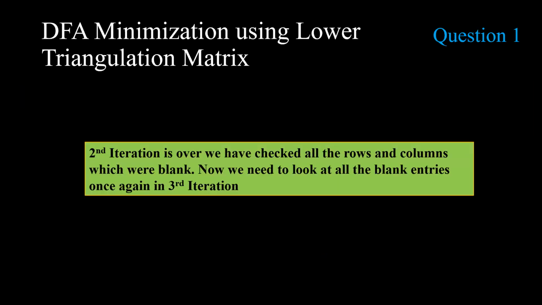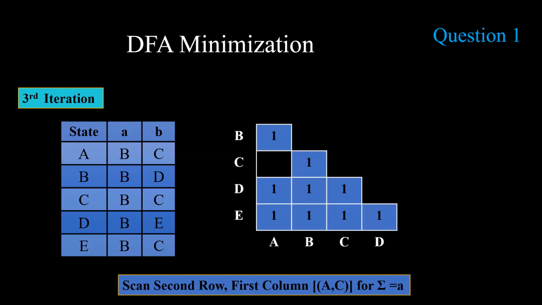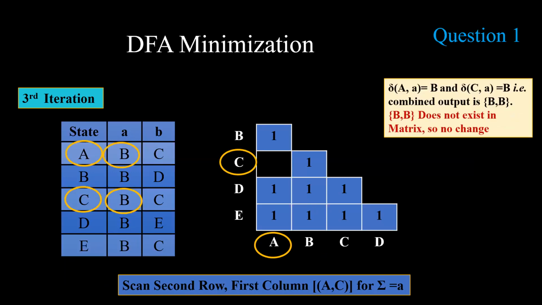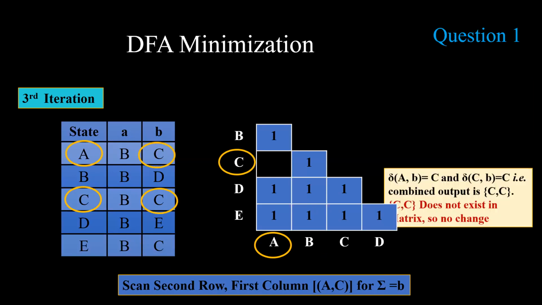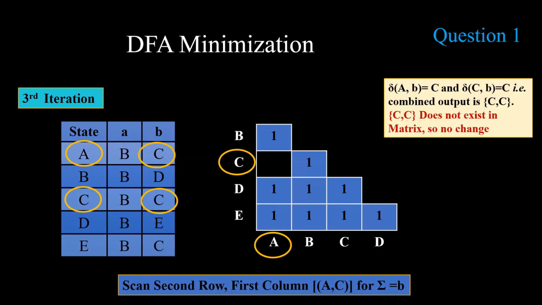We need to recheck it so that if there is any entry corresponding to the row and column in the second iteration, we look through it. Now we will check AC on A. It gives us BB, which does not exist, and we will check AC on B. This gives us CC, which does not exist in the matrix.